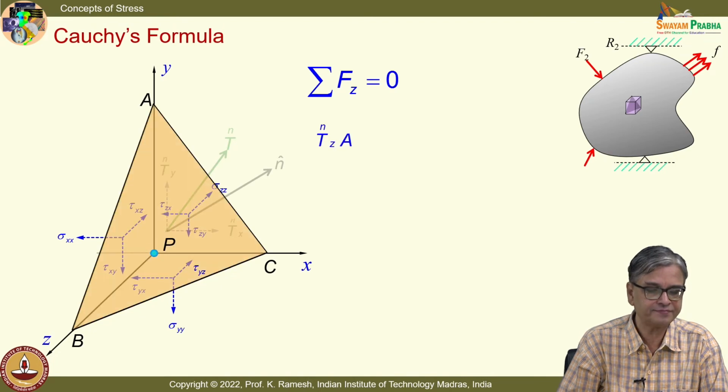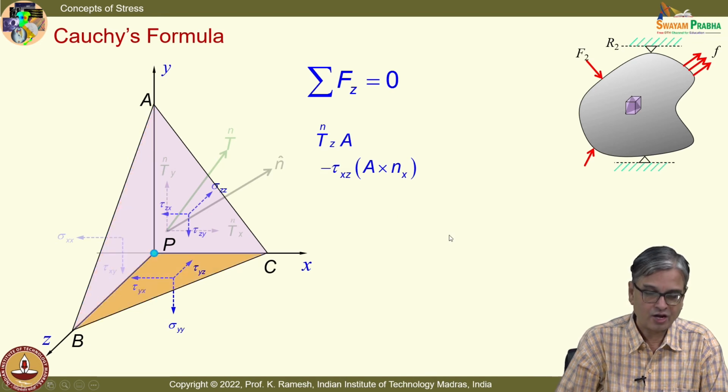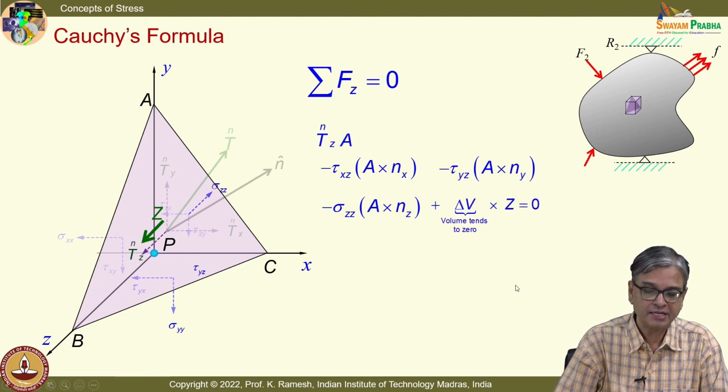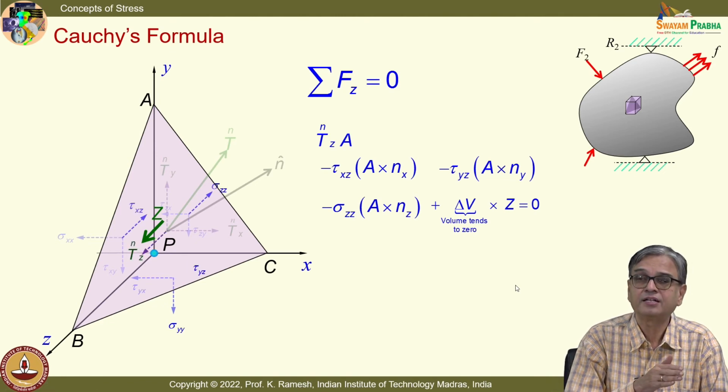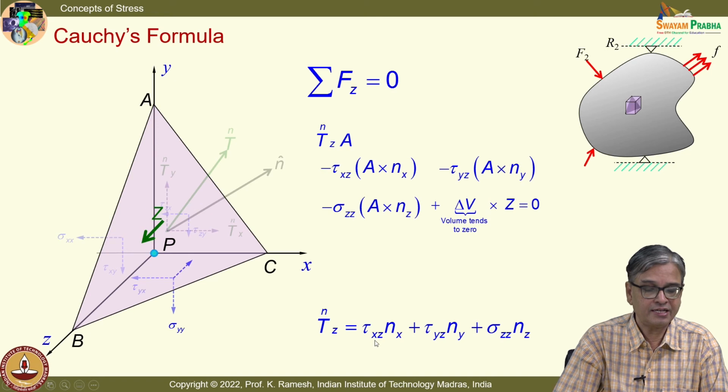I get T and Z and then multiplied by the area A, and I have whatever quantities which have the direction Z. Look at the negative x plane, look at the negative y plane, write the force, look at the negative z plane, write down the force, and also bring in the body force, that is put as capital Z. And when I simplify this, in the limit the tetrahedron reduces to 0, I get an expression for T and Z equal to tau xz nx plus tau yz ny plus sigma zz nz.